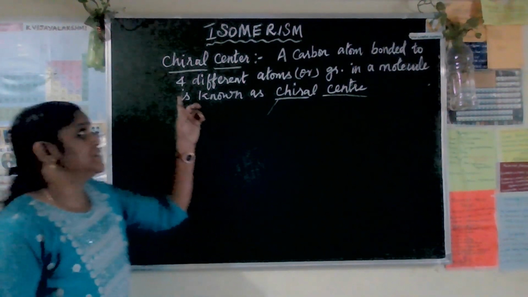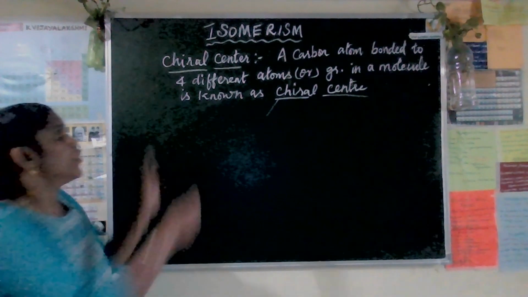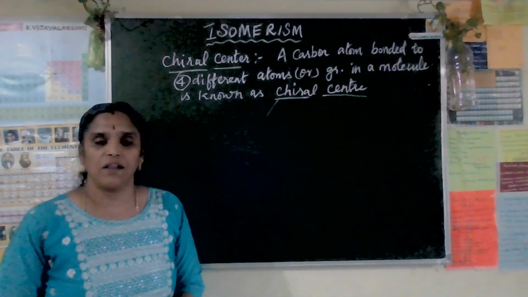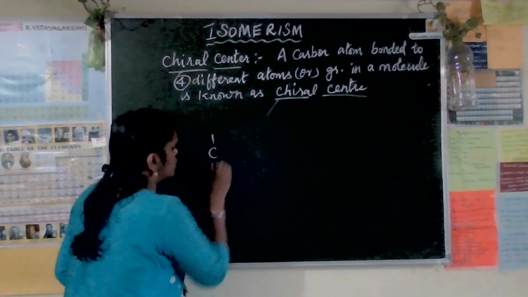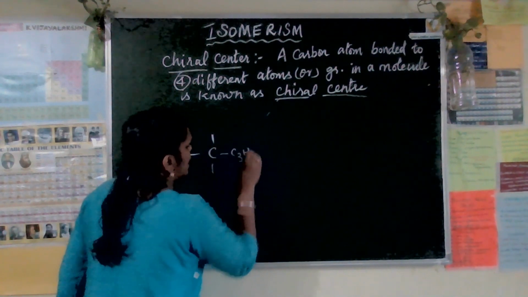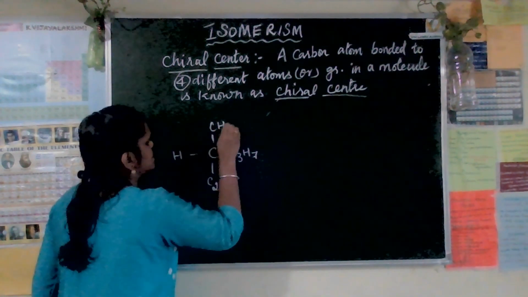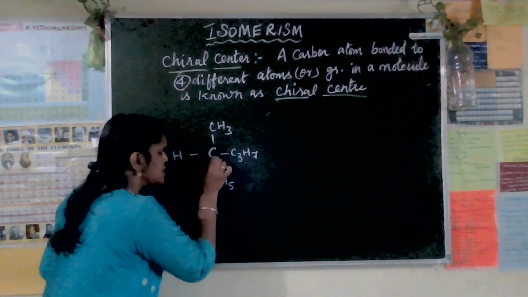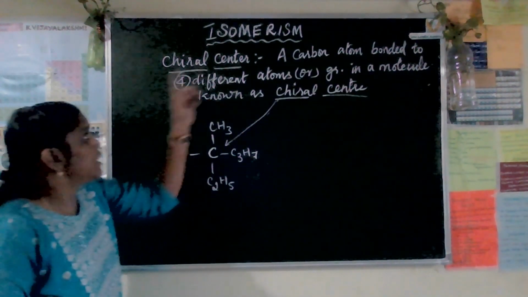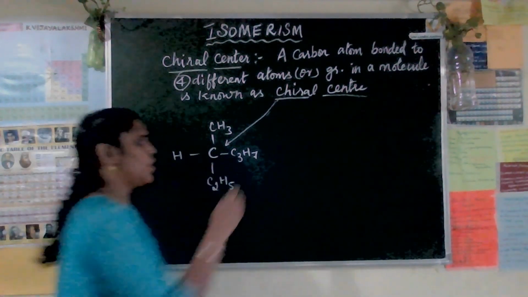Okay, now next one, what is it? Chiral center. Chiral center is nothing but a carbon atom bonded to 4 different atoms or groups in a molecule is known as chiral. Okay, so carbon which is connected to 4 different atoms or groups, that is called chiral. Okay, now here, C3H7 and then C2H5 and then hydrogen and CH3. So this carbon which is present in the center is called chiral carbon. A carbon atom which is bonded to the 4 different atoms or groups in a molecule is known as chiral center. Okay, I'll give one more example.